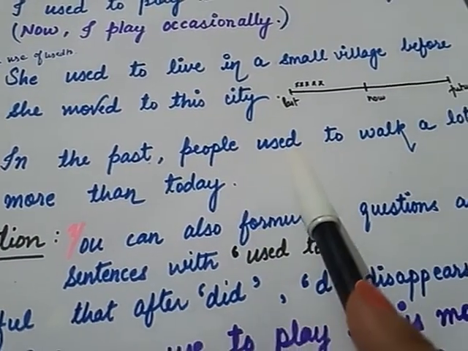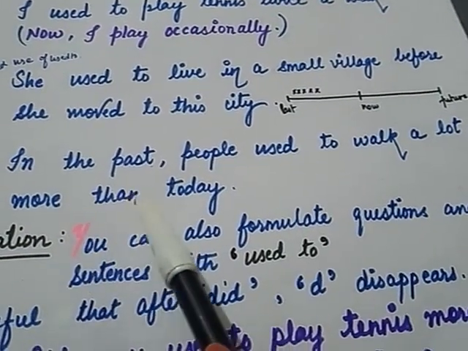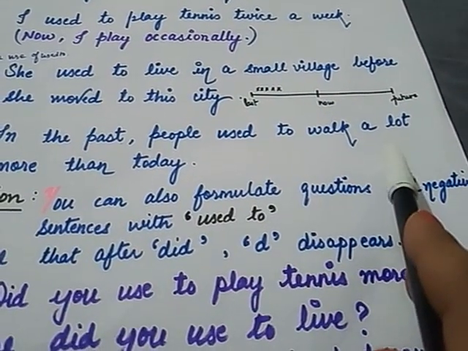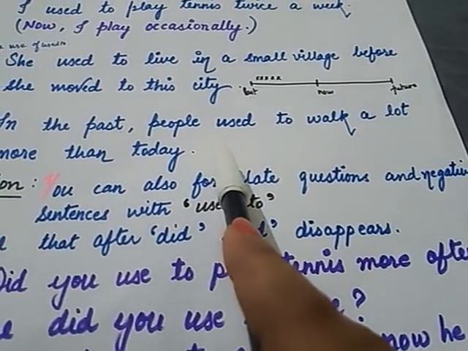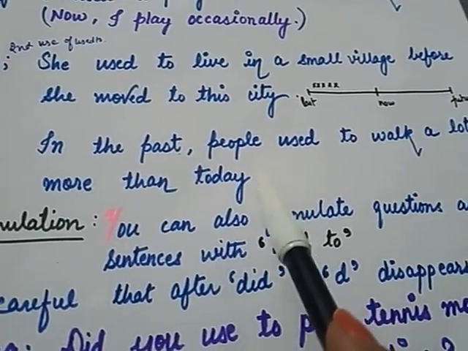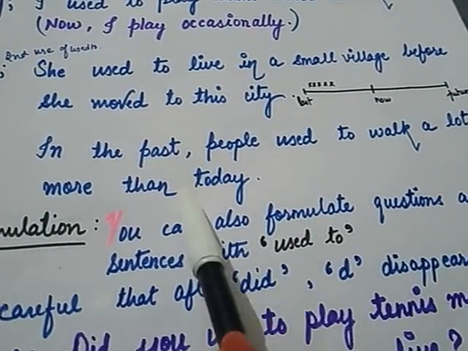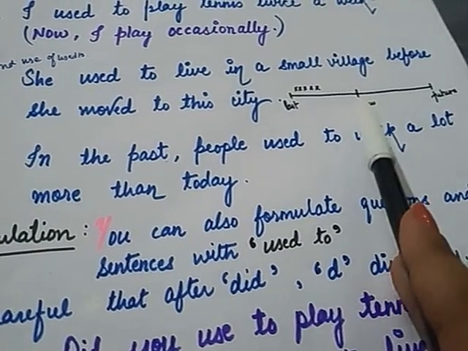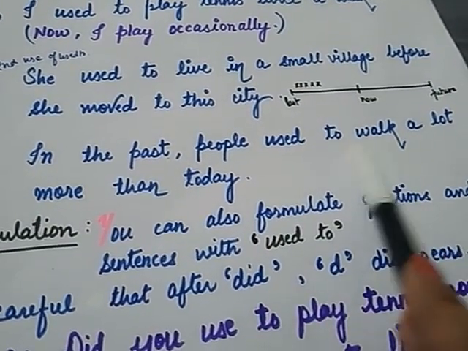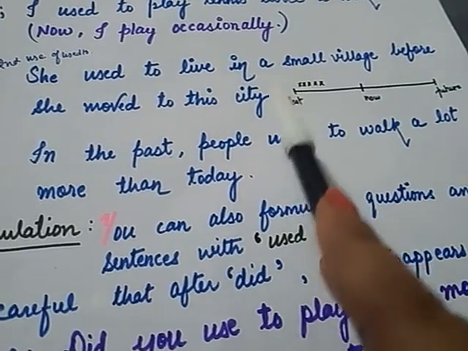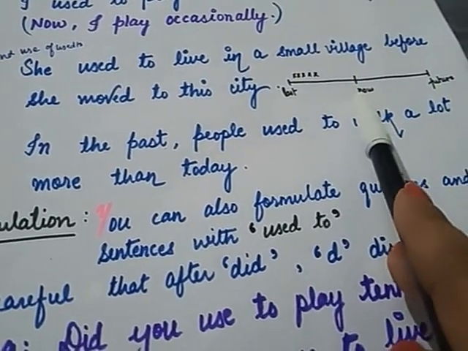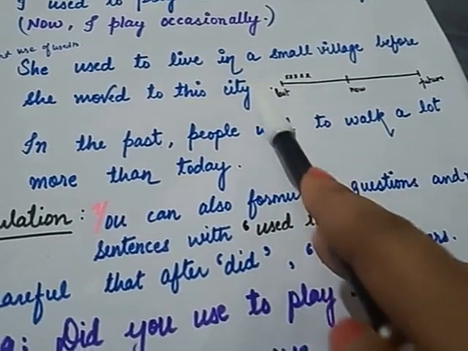In the past, people used to work a lot more than today. In the past, people used to work a lot. What do you understand by this sentence, children? It means that people used to work at some point in the past in compared to present. You can see here also, this is the present situation. At this point of time, people used to work a lot more than today. Means we are comparing to the present, but we are talking about the past action.